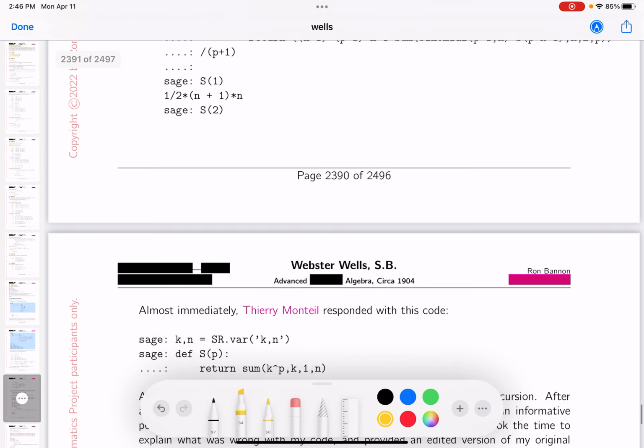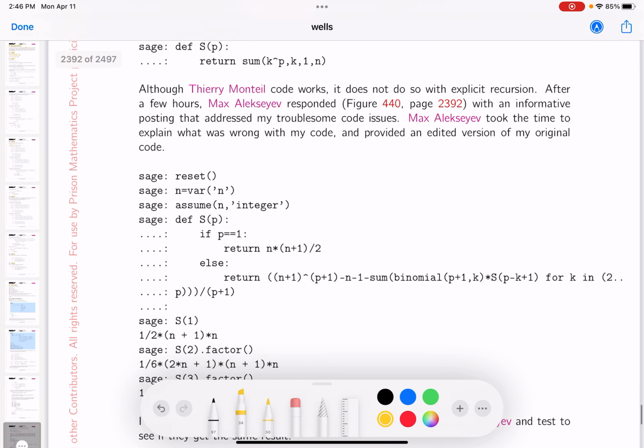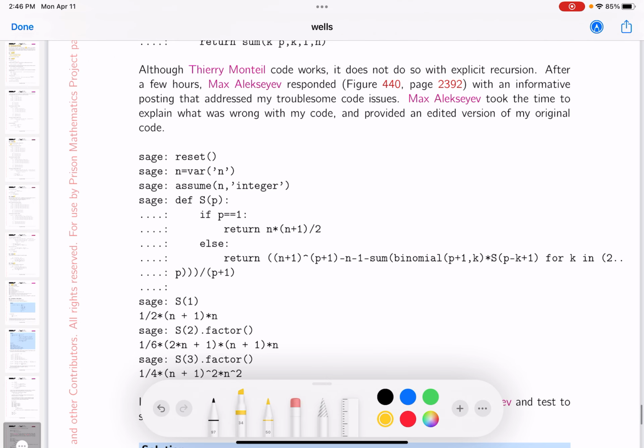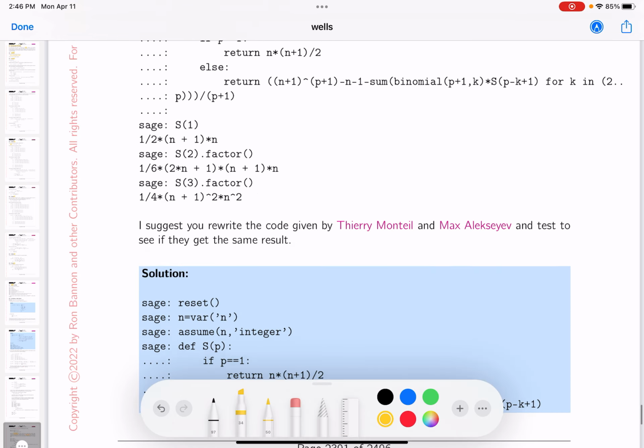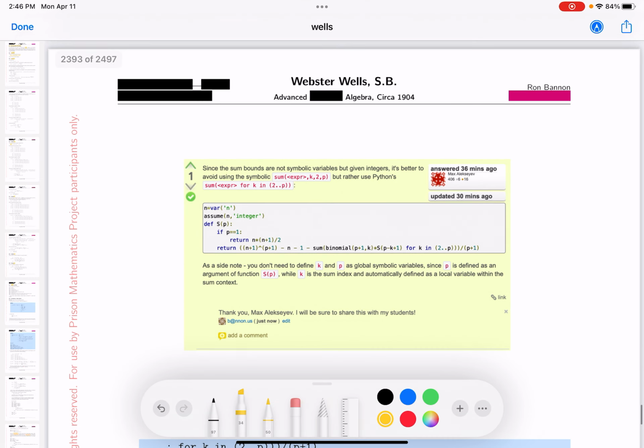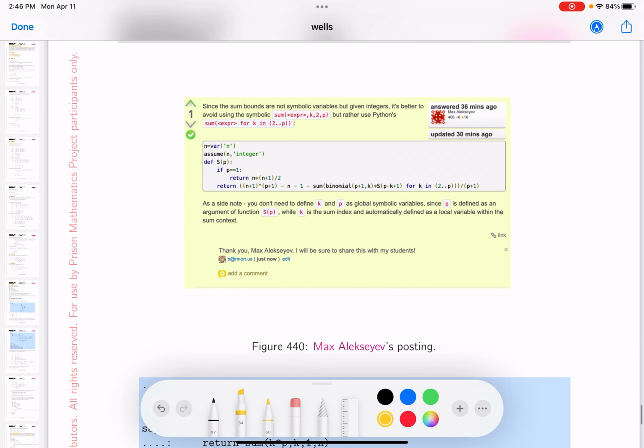I had trouble with the programming, so I reached out to the Sage community. I recommend you read through this. Two very nice people from the Sage community reached back to me with a response to my troubles, and they basically gave me some good answers. Again, my recommendation is to read through it.